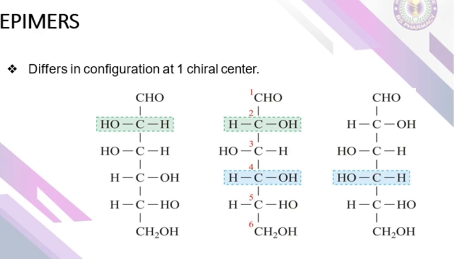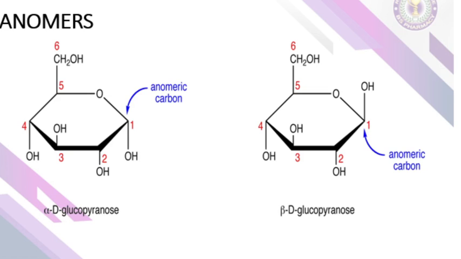Okay, so enantiomers are mirror-like images but non-superimposable. When we talk about epimers, they have the same molecular formula but differ in one chiral carbon. There is a difference in the positioning of a functional group at one carbon. Okay, next we have your anomers.